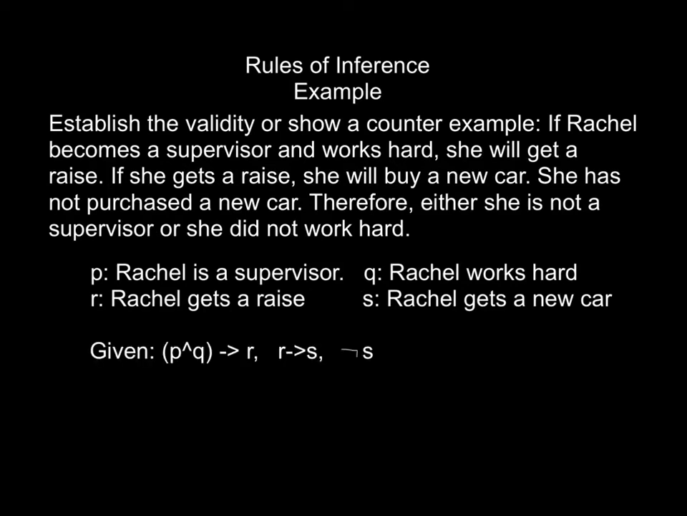We are given: if Rachel is a supervisor and Rachel works hard, then Rachel gets a raise. We are also given: Rachel gets a raise implies Rachel will get a new car. And last, we are given: Rachel did not get a new car. We want to verify not P or not Q. In other words, we want to verify either Rachel is not a supervisor or she did not work hard.